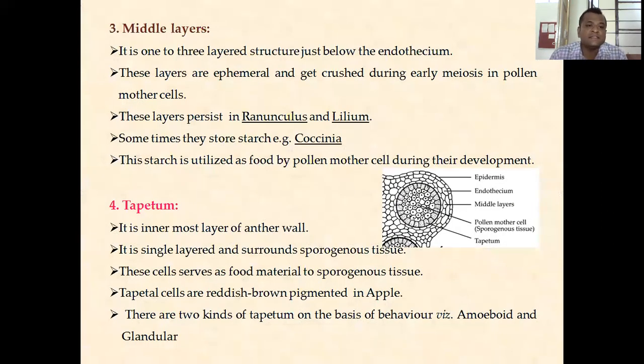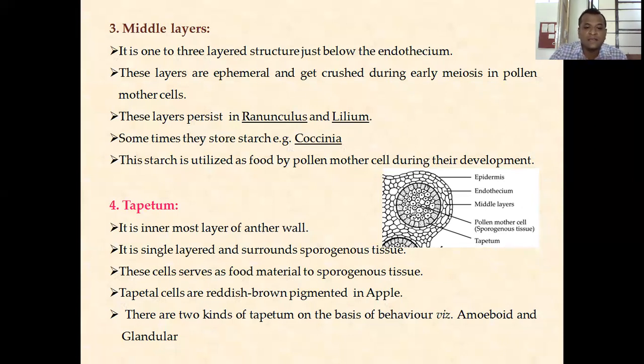The next layer is the middle layer. It is a 1 to 3 layered structure just below the endothelium. These layers are ephemeral and get crushed during early meiosis in pollen mother cell. These layers persist in ranunculus and lilium. Sometimes these cells store starch. For example, in coccinea, they store starch. So this starch is utilized as food by pollen mother cell during their development.